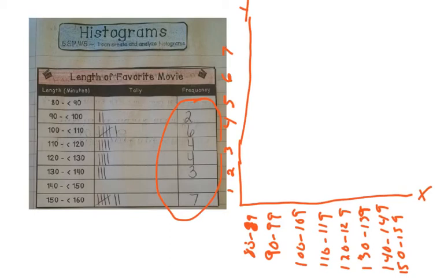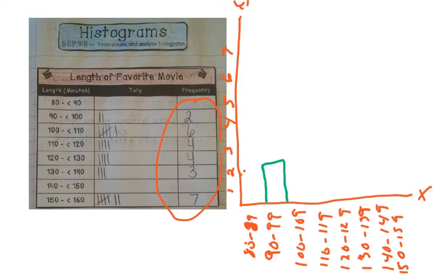Okay, so I'm going to straighten that out, because that is really bothering me, that is so crooked. There we go, there's my y. Okay, now we're going to make our histogram. So 80 to less than 90 is not going to be represented because no one chose it. Okay, so that is blank. Nothing is going to happen there. But 90 to 99, 2 people said their favorite movie was that long. So I'm going to come up and draw a bar there like that.